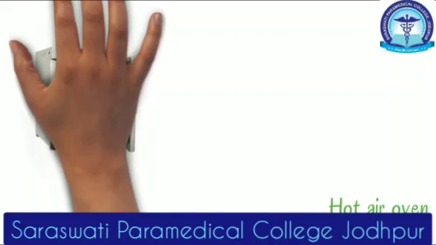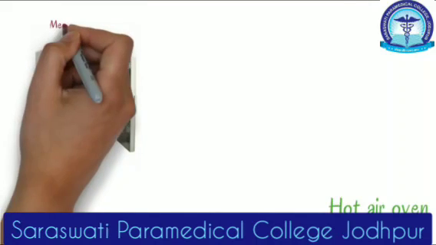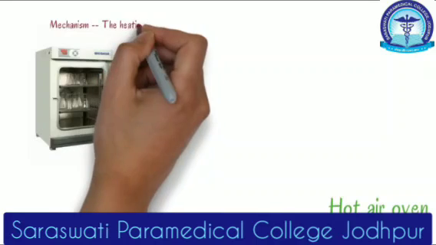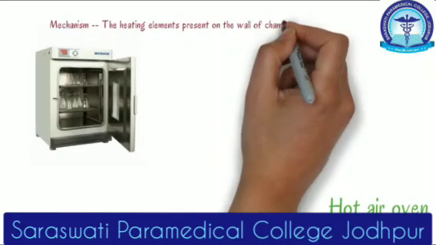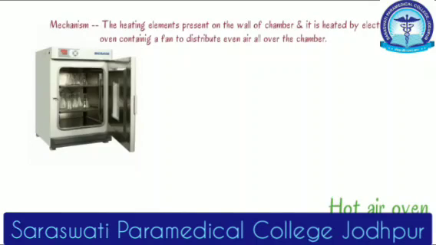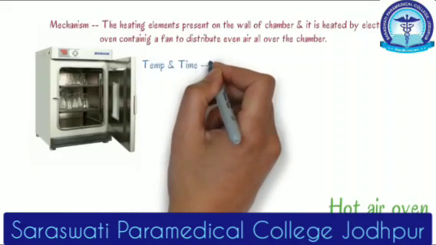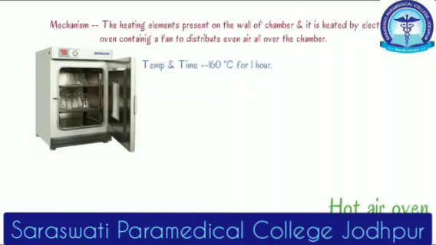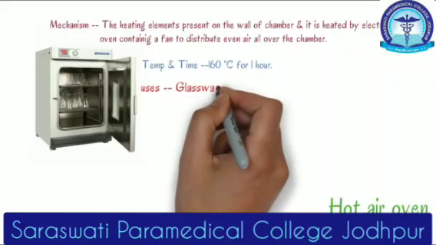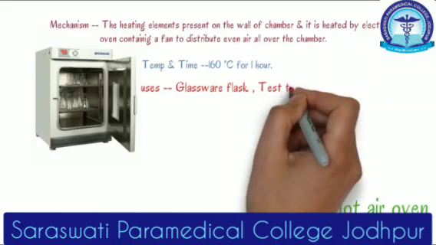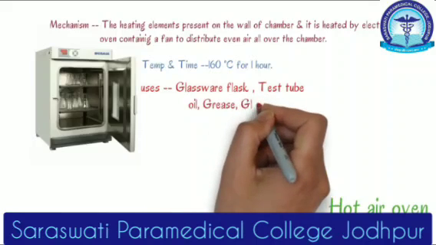Another, we have the hot air oven, which is very common and important in microbiology. Mechanism: hot air in a chamber containing a heating element. It is activated by electricity and contains a fan which distributes air evenly and thus kills the microorganisms by oxidation. Temperature: 160 degrees Celsius for 1 hour. Uses: it is mainly used for sterilization of glassware, flasks, test tubes, oil, grease, glycerol, and dusting powder, etc.